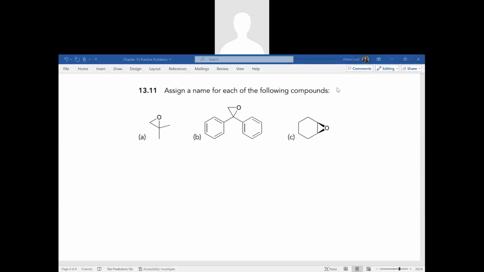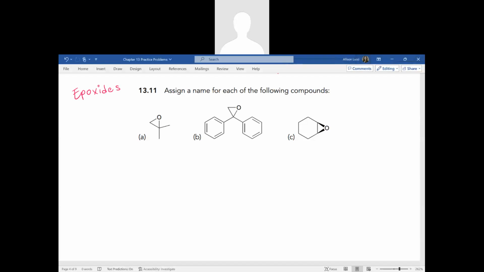In problem 11 from chapter 13, we are asked to name the following compounds. These are all examples of something that we call epoxides, so we'll look at some epoxide nomenclature. In compound A, we can see that there are two methods for naming epoxides.